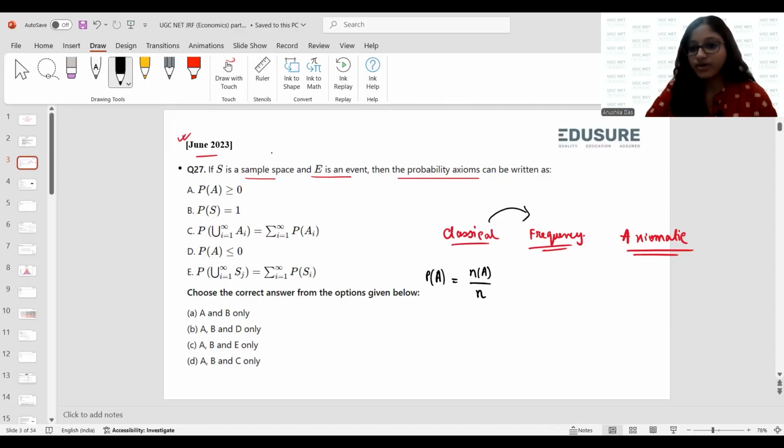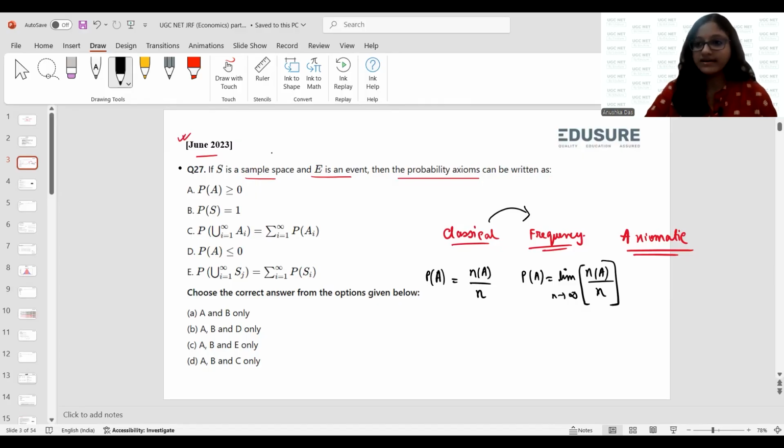So how do you define the probability of A? Probability of A should be limit n tends to infinity Na upon n. So this is the relative frequency. Now this Na is not the favorable event. Na is simply the number of times the event A has taken place among the total number of possible times.